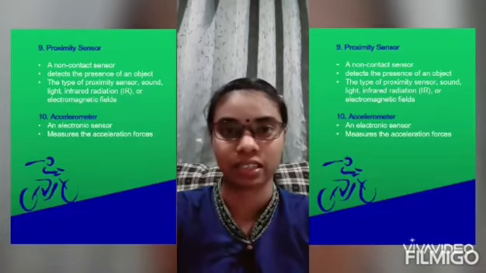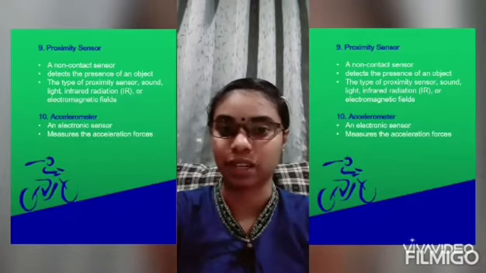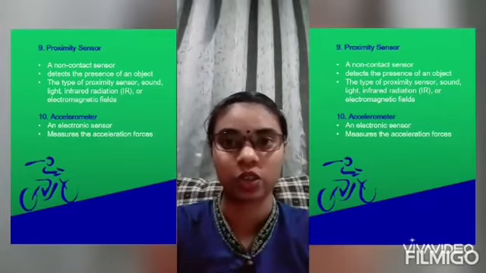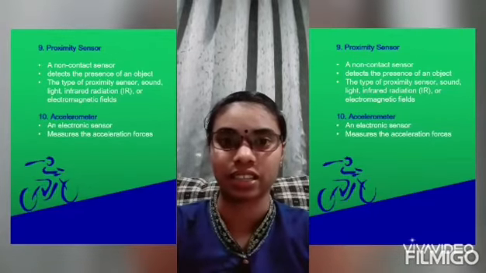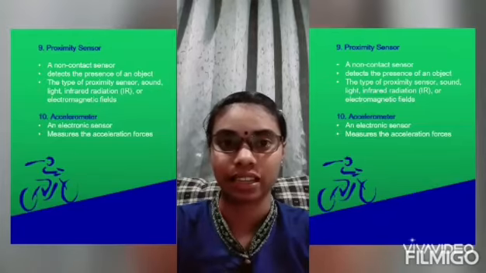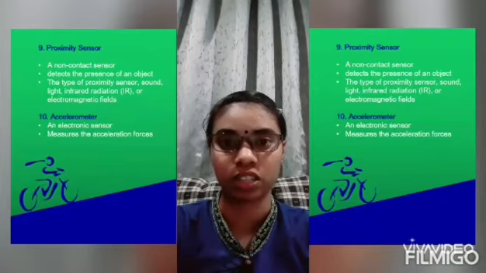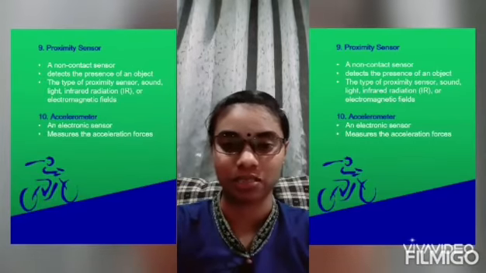to detect a target. Last but not least, an accelerometer is an electronic sensor that measures the acceleration forces acting on an object in order to determine the object's position in space and monitor the object's movement. In a while, you're going to study the advantages and disadvantages of sensors.